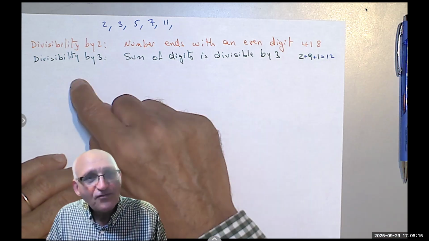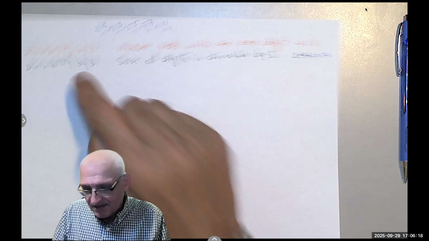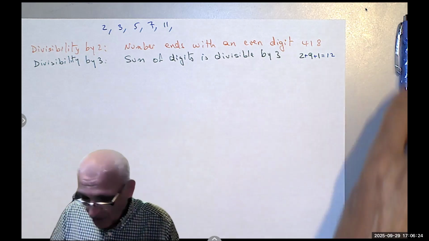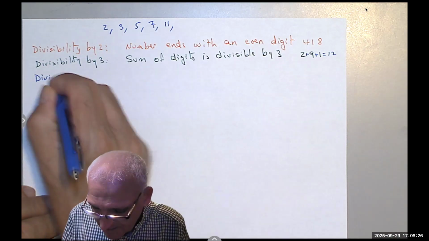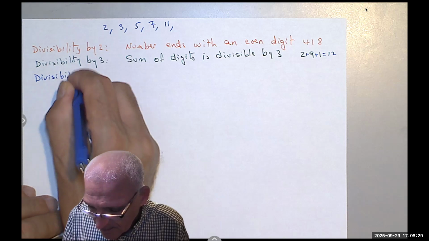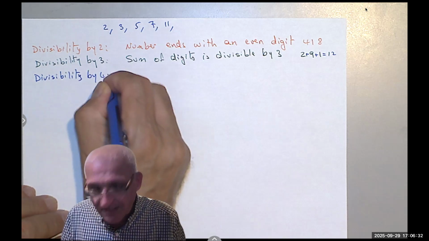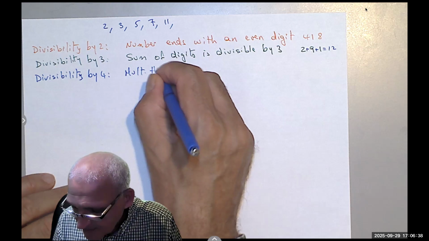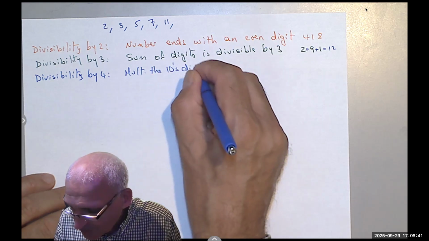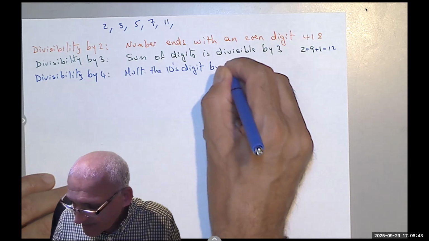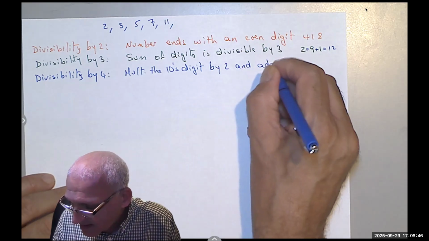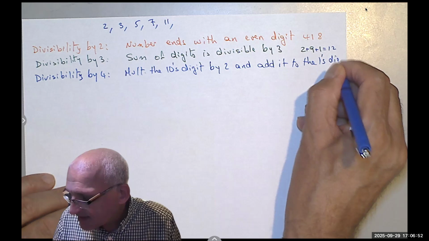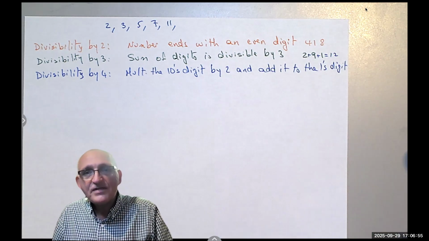Okay? Of course, you can do the 4 if you wanted, but 4 is not a prime number. But if for any reason you want to find divisibility by 4, it's so easy. Multiply the tens digit by 2, then add it to the ones digit. Again, if the sum is divisible by 4, then the number is.